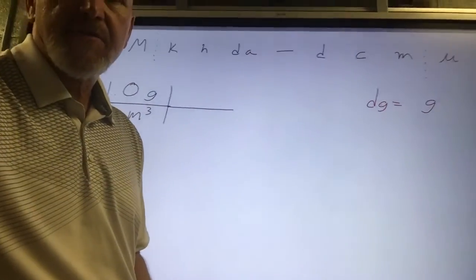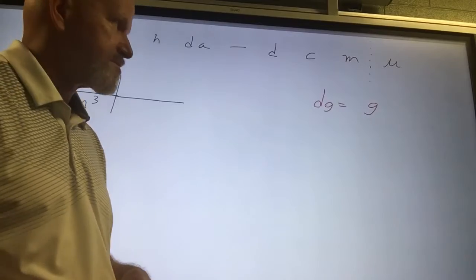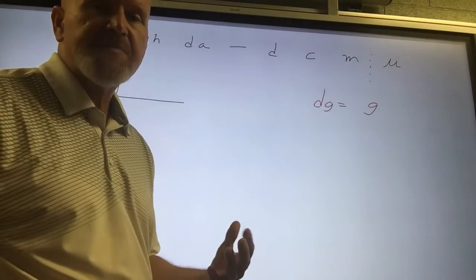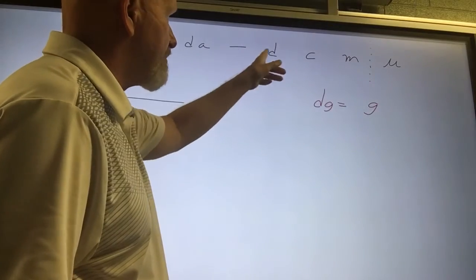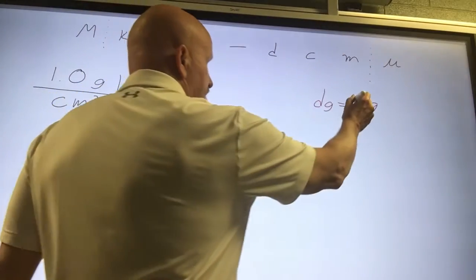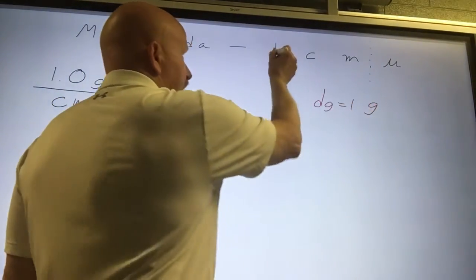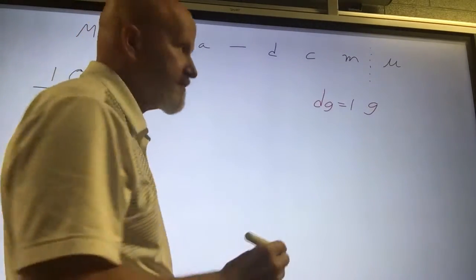I need a conversion factor between decigrams and grams. What I like to do is pick the bigger unit. So the bigger unit would actually just be the gram rather than the decigram. So if I've got 1 gram, how many decigrams would be in it? Well, I've got 10 of them.